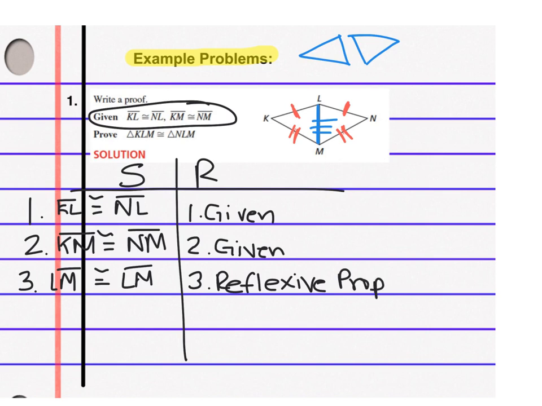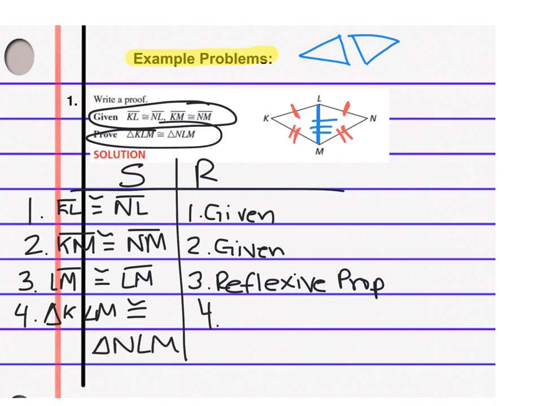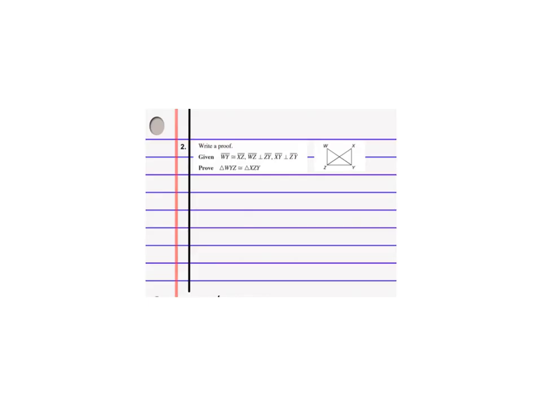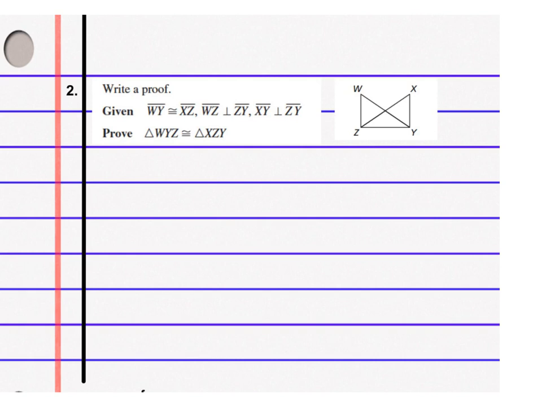And then now that I've said all three sides, I can end with the conclusion: triangle KLM is congruent to triangle NLM, and my reason is the side-side-side theorem. So pause the video if you need more time. I'm going to go on to number 2. All right, so make sure you get the diagram, make sure you get the problem copied down. So pause the video, write a proof.